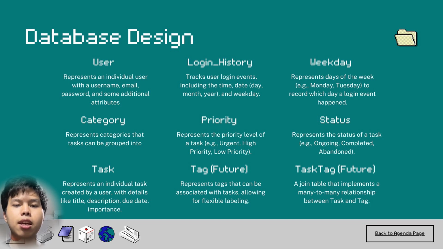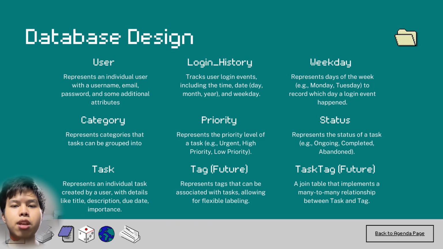Login history tracks user login events including time, date, day, month, year, and weekdays. Priority represents the priority level of a task, for example, urgent, high priority, and low priority. Weekdays represents the days of the week to record which day a login event happened. Status represents the status of a task, such as ongoing, completed, or abandoned.